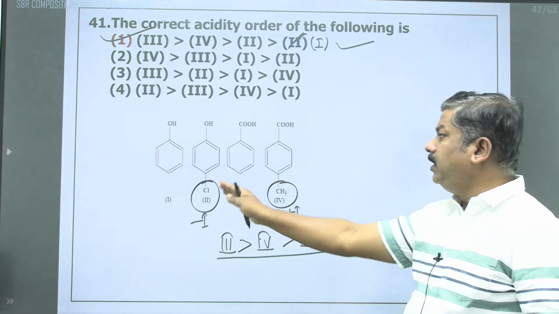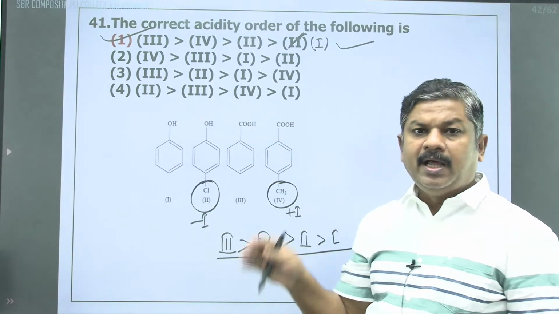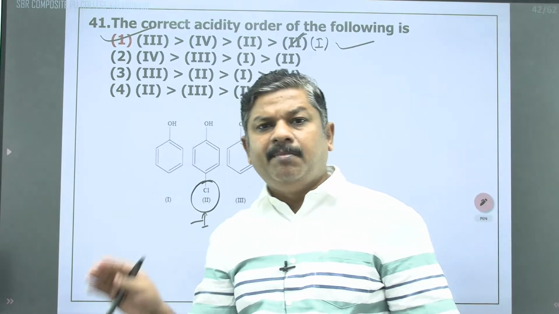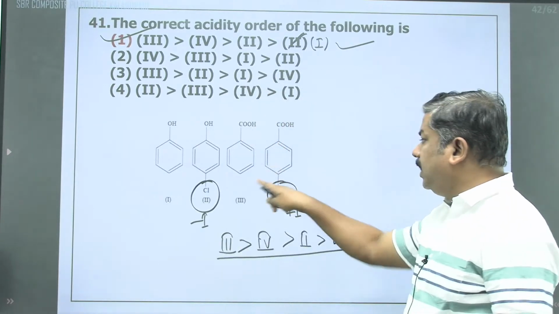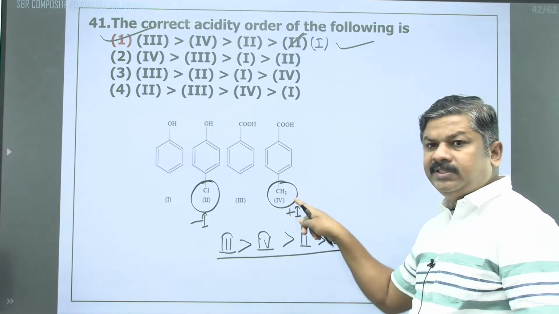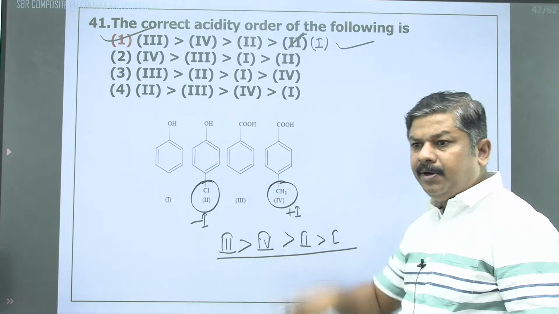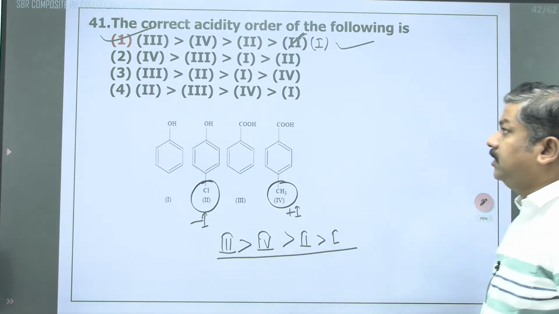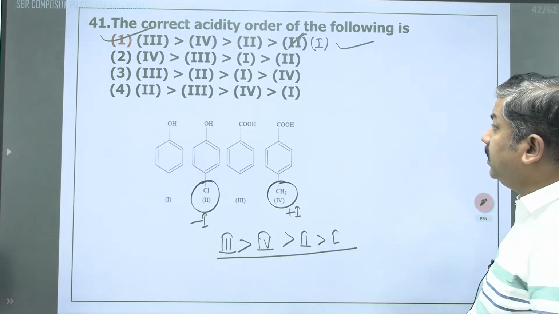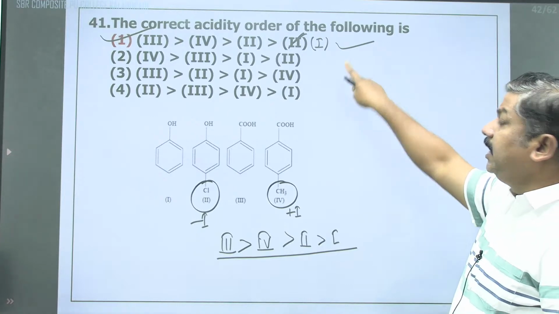The first two are phenols, the next two are carboxylic acids. Carboxylic acids are more acidic compared to phenol. Among the carboxylic acids, the one containing a methyl group, an electron releasing group, is going to be less acidic compared to a simple carboxylic acid. Question number 41: the correct option is the first one, with that simple correction.